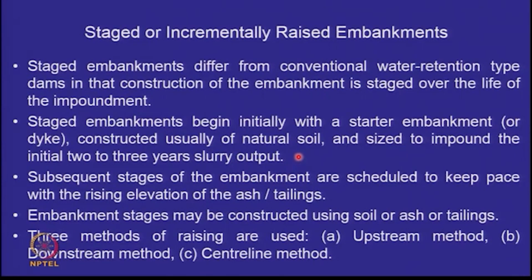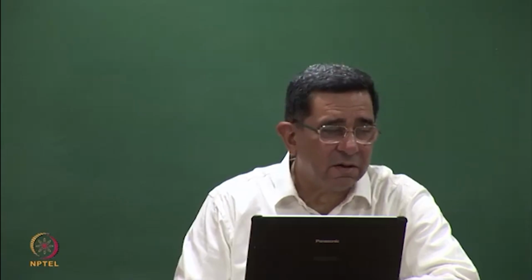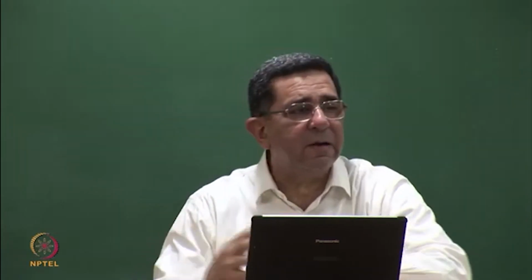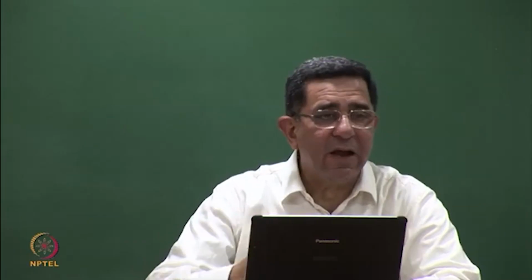And because you are collecting this ash, or because you are collecting the tailings behind the starter dike, that is the most abundant material which is available to you. So economics demands that you now stop getting more material from outside. The starter dike is of the natural soil, but the other raisings that you do maximize the use of the material which is available to you in the pond, which is soil-like, and then design it so that you don't have to get more natural soils from outside.